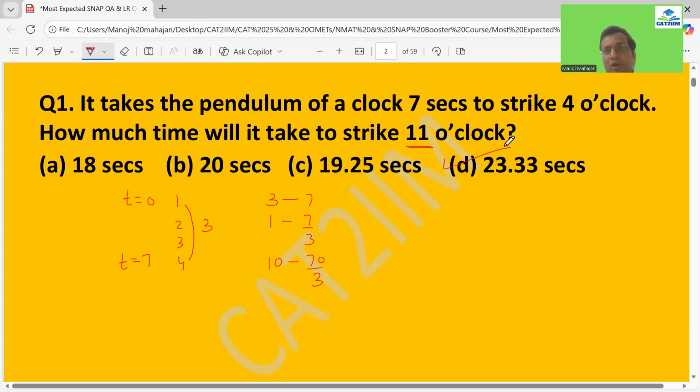So that is 23.33. A lot of students will mark option C, which would be a silly mistake. They look at 4 strikes in 7 seconds, so 1 in 7 by 4, and for 11, that is 77 by 4, which is 19.25. So this is actually a silly mistake. The answer will be D over here, not C, which a lot of students are going to get.